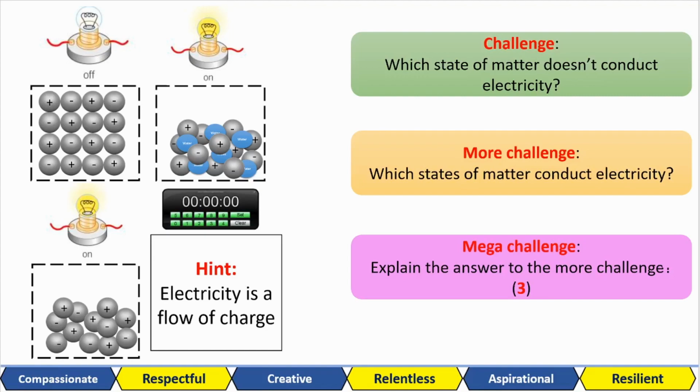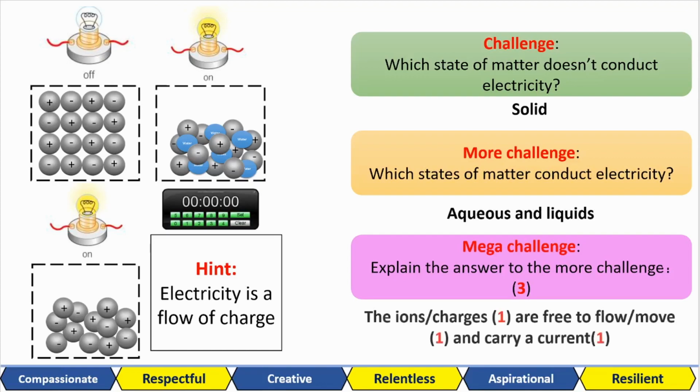The states of matter that we have here are solid, liquids and aqueous. The one missing here is gas. And looking at the light, it is off when the ion is in the solid state, so solid ionic compounds do not conduct electricity. This means that the state in which the ionic compound conducts electricity is the liquid and aqueous state. The reason for this is because the ions are free to move around and so can carry the electrical current.